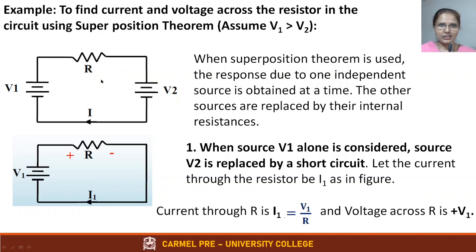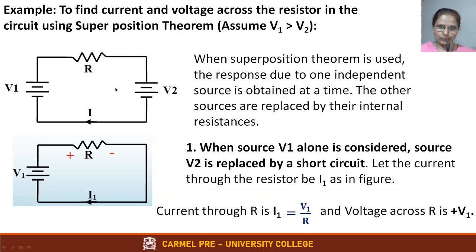The assumption here is you have to make V1 greater than V2. We are assuming V1 is greater than V2, and going ahead with the simplification using a superposition theorem. Okay, so what is the idea here? We are trying to find current through resistor R and voltage across resistor R.